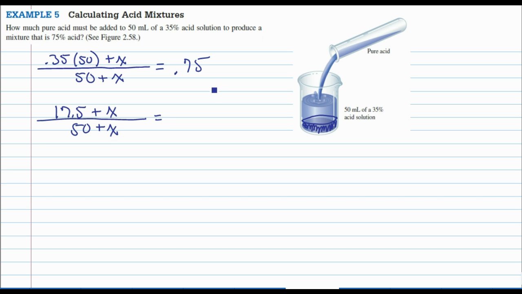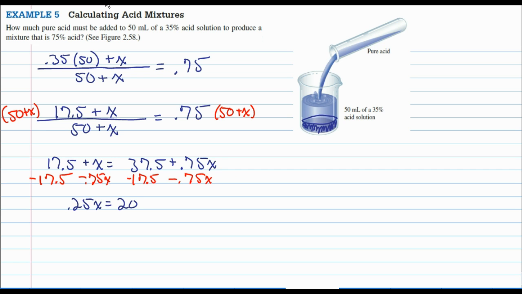And I want that to be a 75% acidic solution, which means 75 out of 100 milliliters need to be pure acid. So now I can multiply both sides by 50 plus x. Then I'm going to get the x terms on one side and the non-x terms on the other side. Divide both sides by 0.25. And I get x equals 80 milliliters.